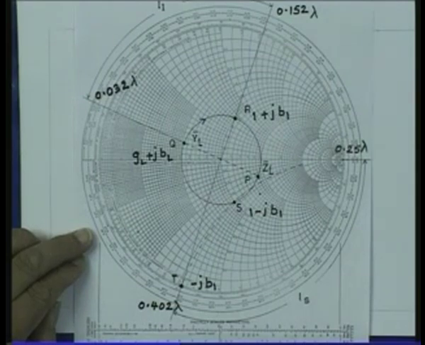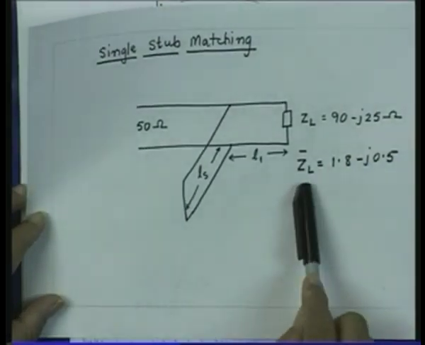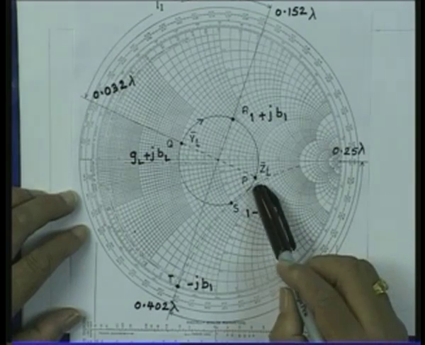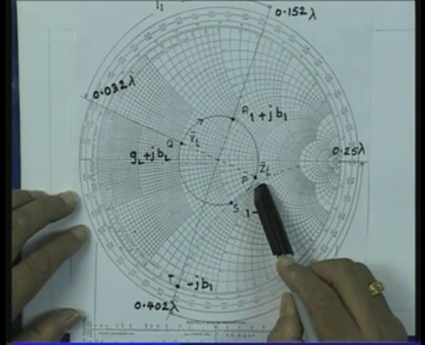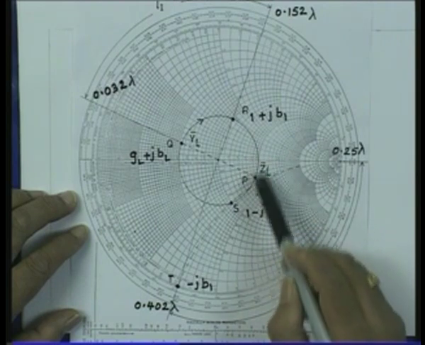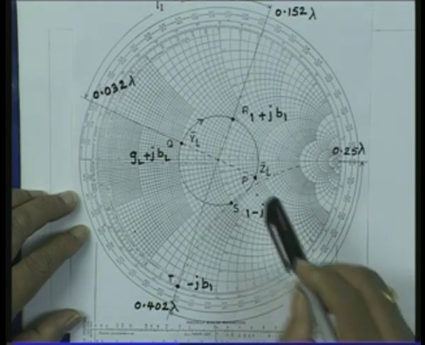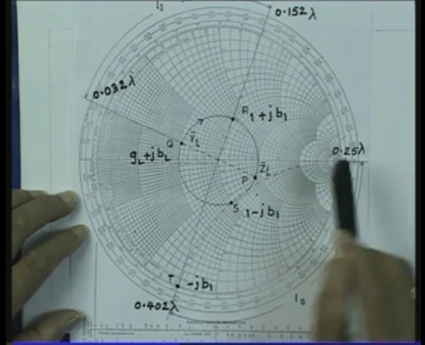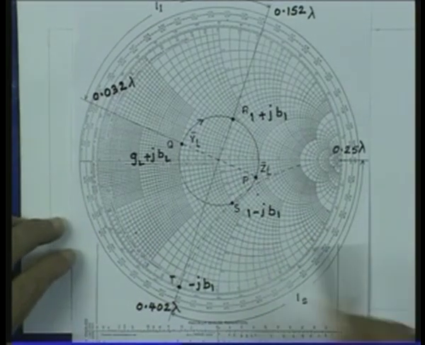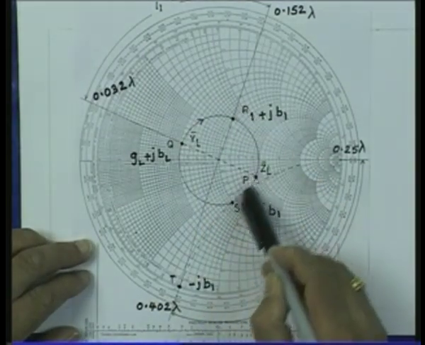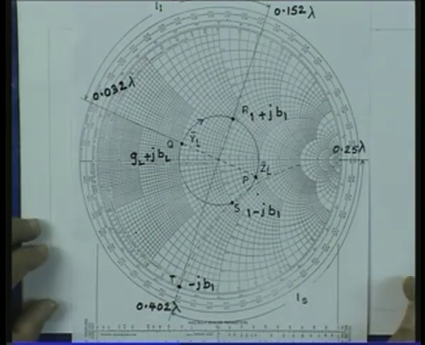So, now we proceed as follows. Firstly, we consider the Smith chart as the impedance Smith chart. Since the impedance to be matched is 1.8 minus j 0.5, considering the chart as the impedance Smith chart, I mark this point ZL bar, which is 1.8 minus j 0.5. So, this point here is the impedance to be matched. I draw a constant VSWR circle passing through this point. So, this circle is the constant VSWR circle.